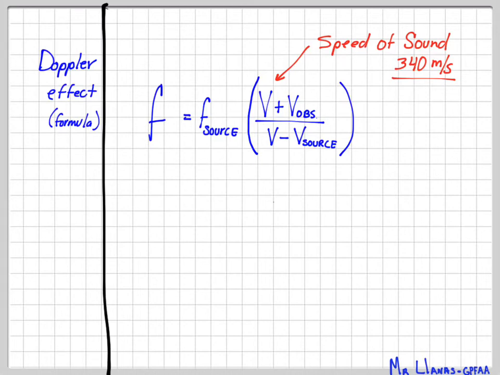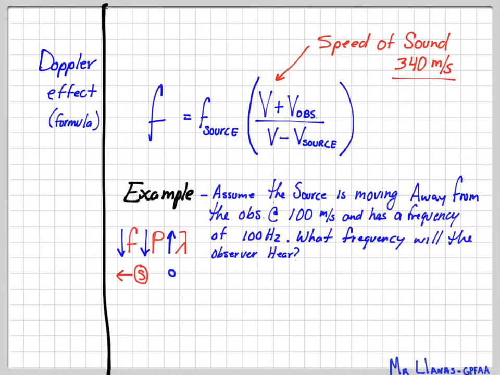The frequency that you hear equals the frequency of the source, or the siren, whatever frequency the siren gives off, times the speed of sound, which we know is 340 meters per second unless it's specified, plus the velocity of the observer, over the speed of sound minus the velocity or the speed of the source. And we have an example here.